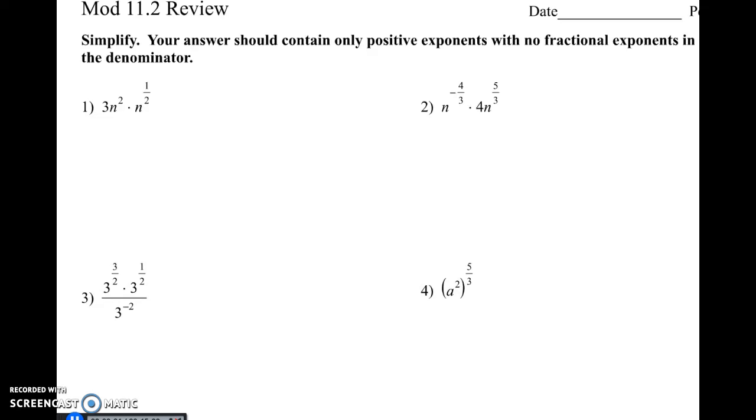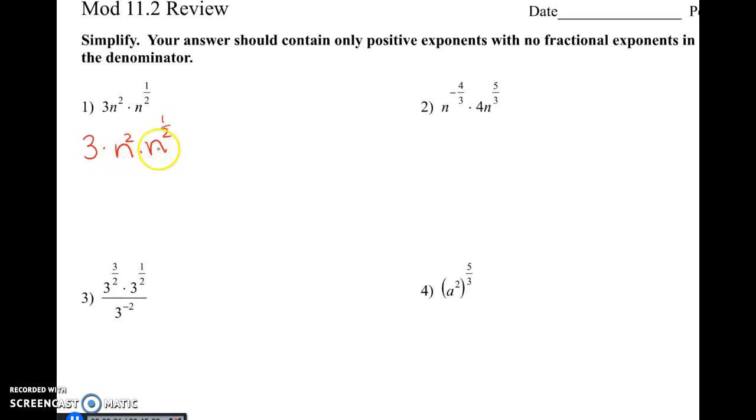All right, so I'm going to go over Module 11.2 review. It says simplify. Your answer should contain only positive exponents with no fractional exponents in the denominator. So on number 1, I have 3 times n to the 1/2. Oh, sorry, that's n squared there.